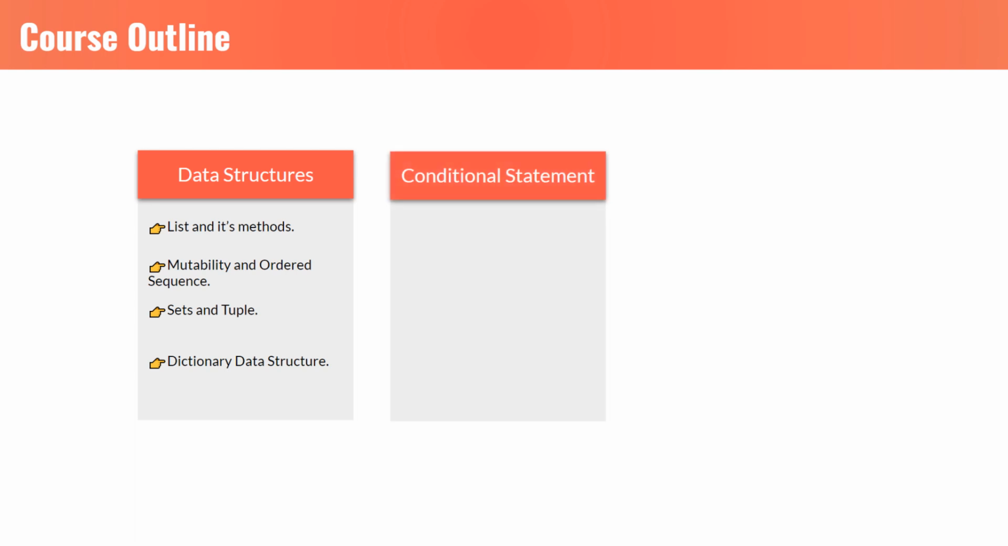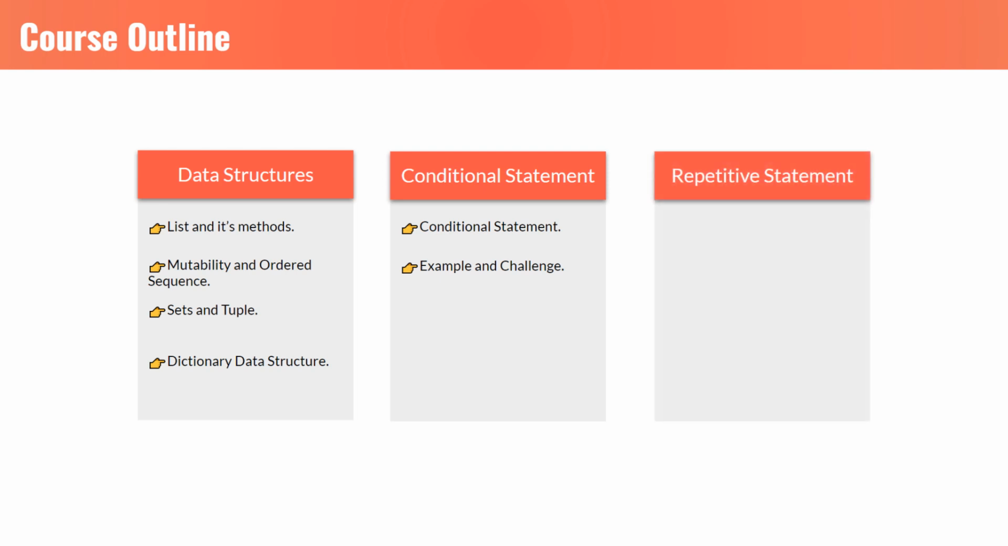After that, you will know how you can make decisions in programming. Here you will know about conditional statements, and we're going to talk about some examples, and you're going to solve one challenge as well. After that, we'll talk about repetitive statements. In that, you will know about for loop, while loop, break, and continue statements.